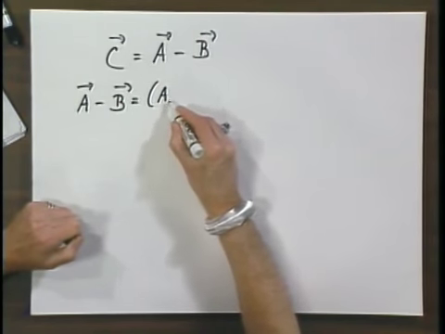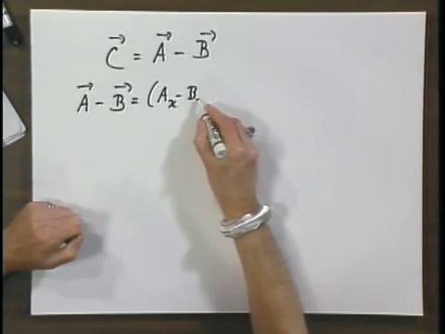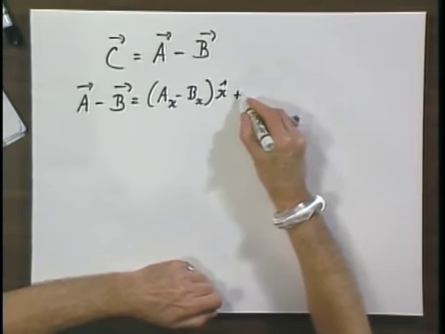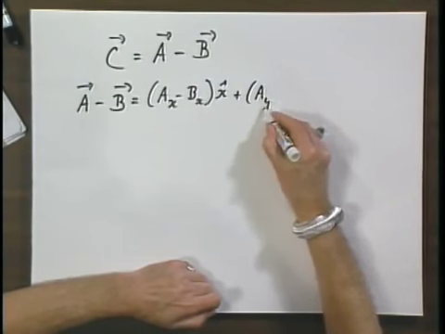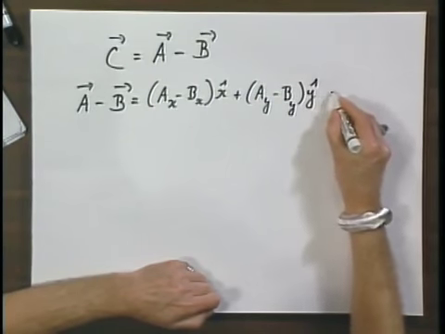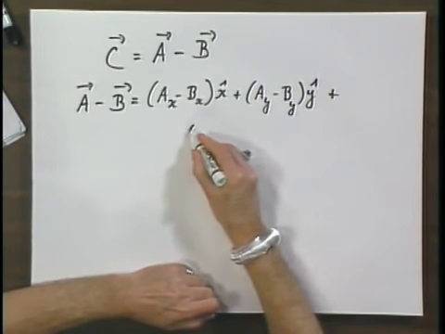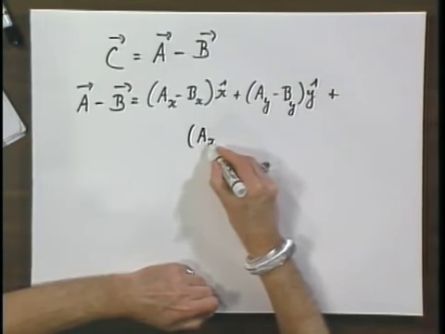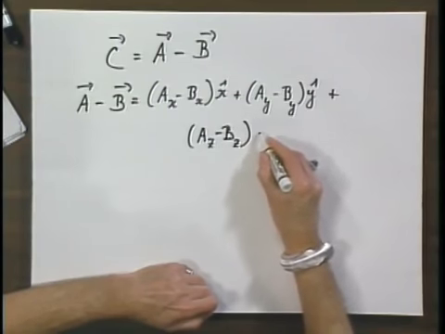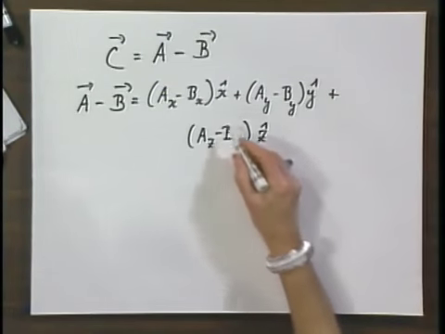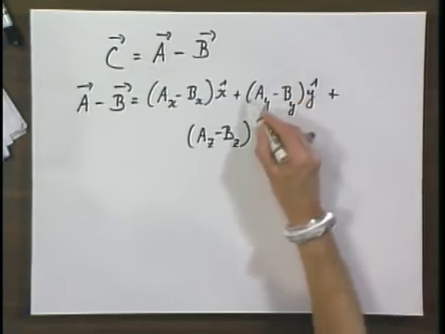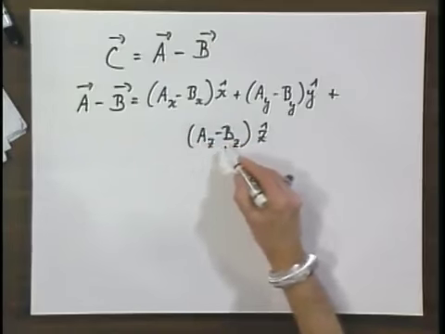equals AX minus BX in the x direction plus AY minus BY in the y direction plus AZ minus BZ in the z direction. So this is the x component of the vector C, this is the y component, and this is the z component of the vector C.